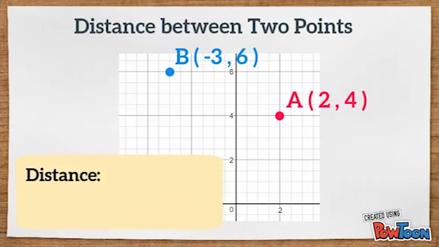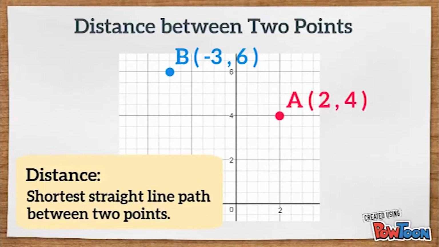Recall that distance is the shortest straight line path between 2 points. Hence we connect A and B with a straight line. We can call this line AB. As such, the distance between A and B will simply be the length of the line AB.